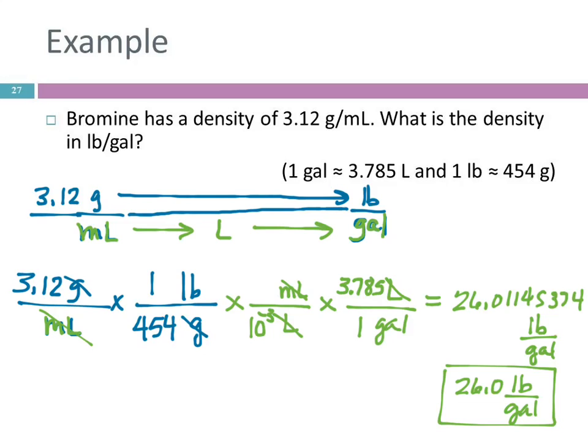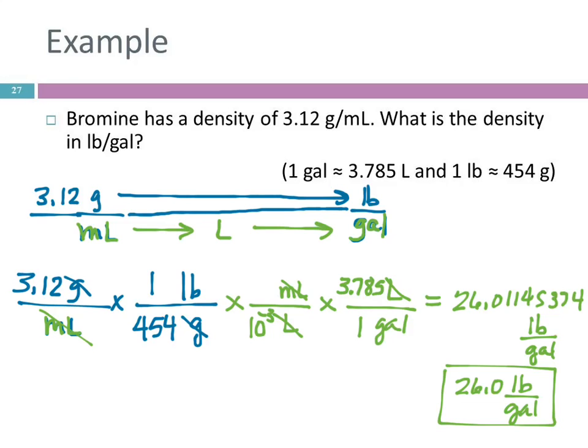Any questions? Once you learn how to do stuff like this, you can figure out how much Tylenol to give your baby just based on all the stuff they write on the bottle.